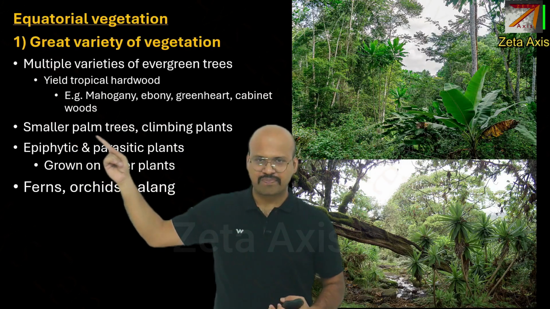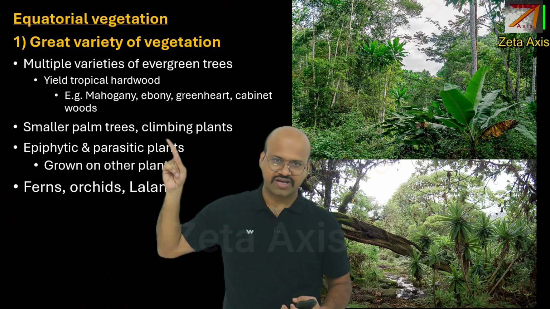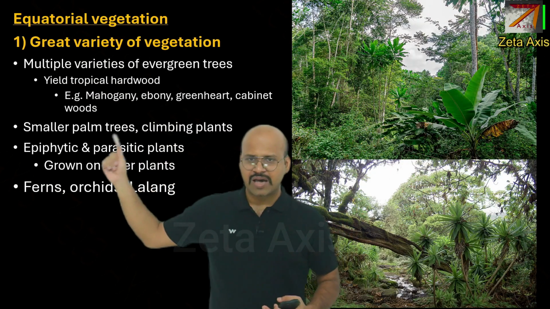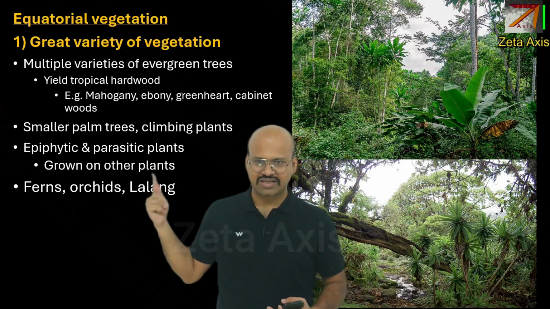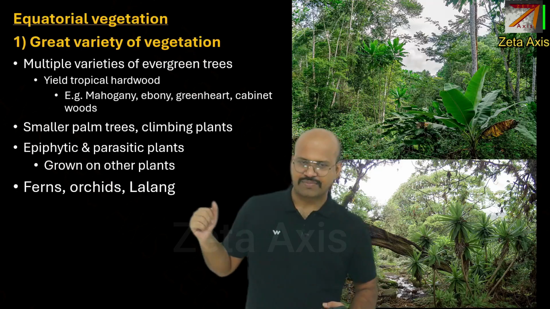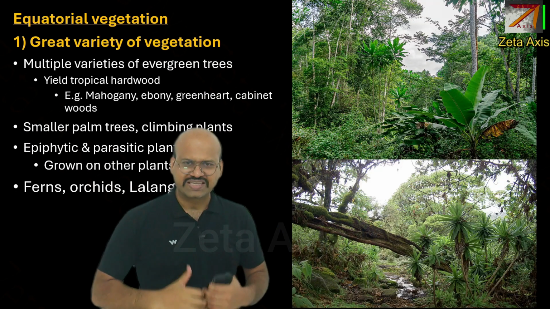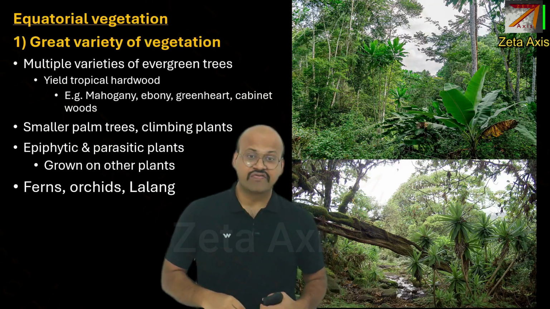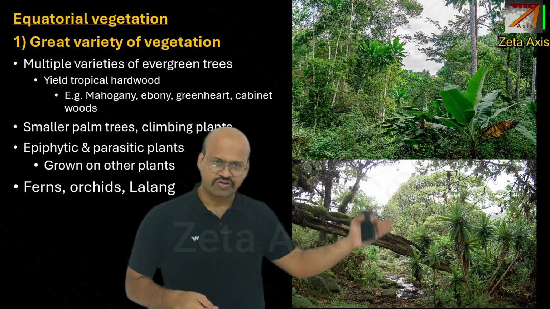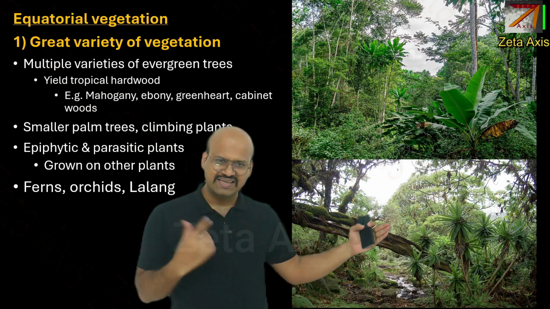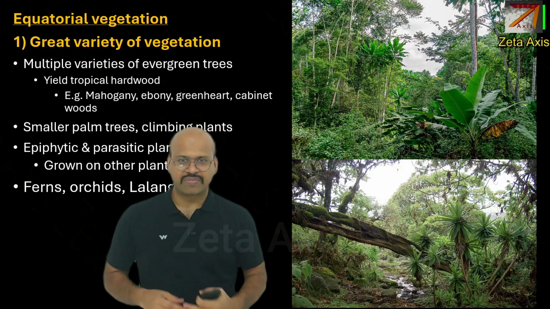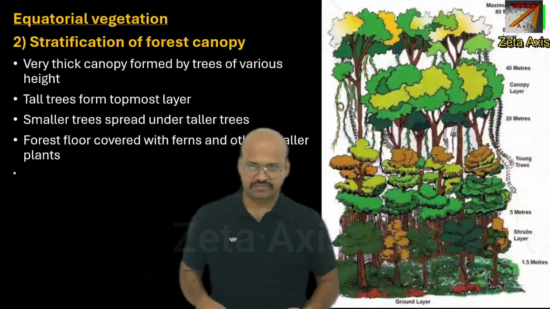Then we have smaller palm trees. Climbing plants are also there. These plants climb on the branches of other trees. There are epiphytic and parasitic plants which grow on other plants, and then there are ferns, orchids and laurel grass type of plants. So we can see that a very distinct environment is there. There are very distinct species in a very small region, and we can see in both of these images that there is no single species of tree but multiple species of plants in a small region.